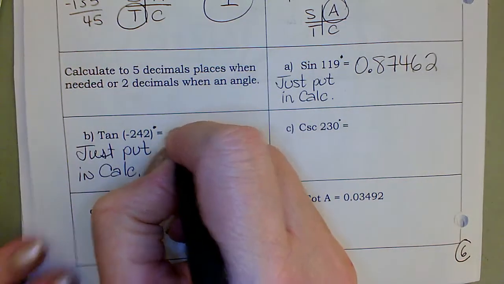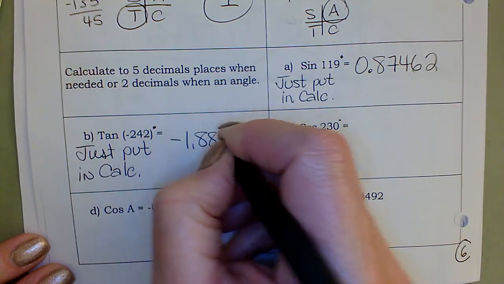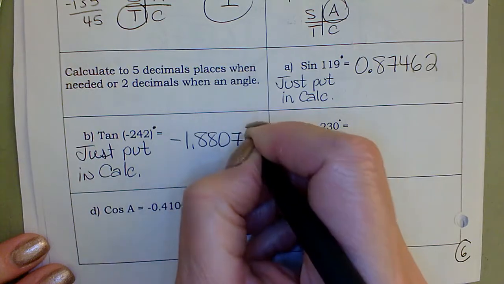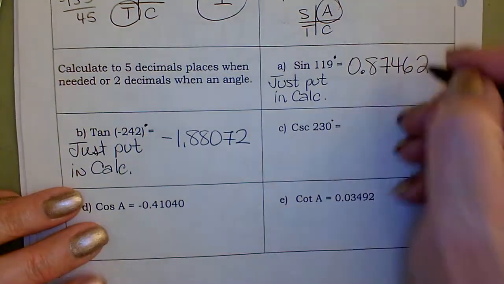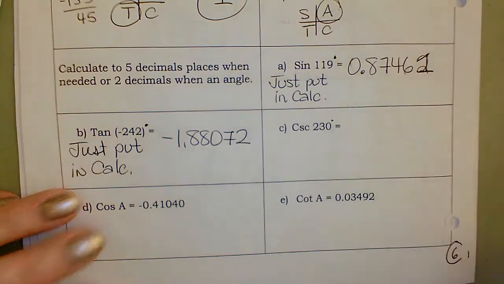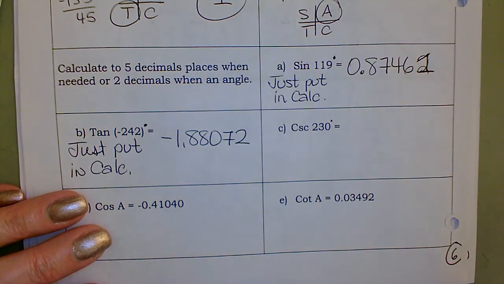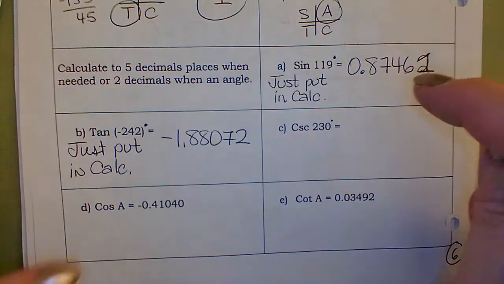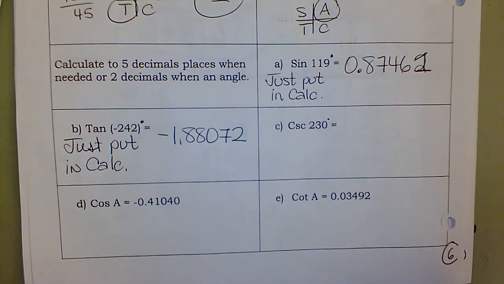So this one is negative 1.8807, and I'm not going to round the last one. Let's go back and fix this guy. Let's put him back to his 1. And no rounding needed. All right. So those ones are exactly the same as they've always been.